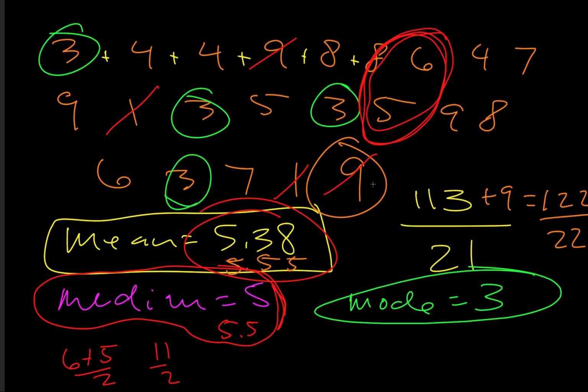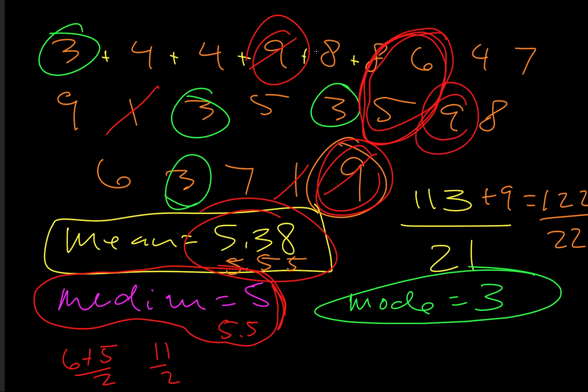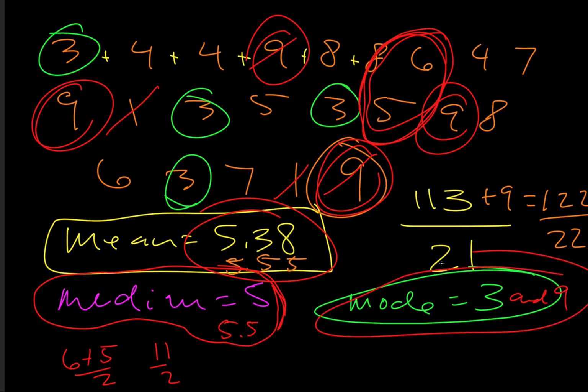Now if we do the mode, it bumps the 9 up to having 4. So the mode is 3 and 9 because there's 2 that we had 4 times.